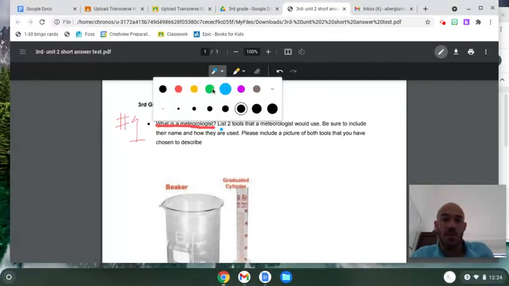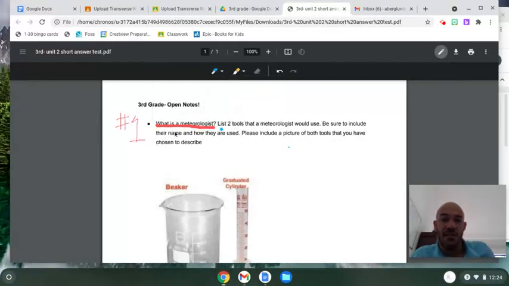Then I want you to explain their name. What are they called? And then how are they used? So think of the tools that you want to use or describe, and what is their function? How do meteorologists use them? What are they used for?